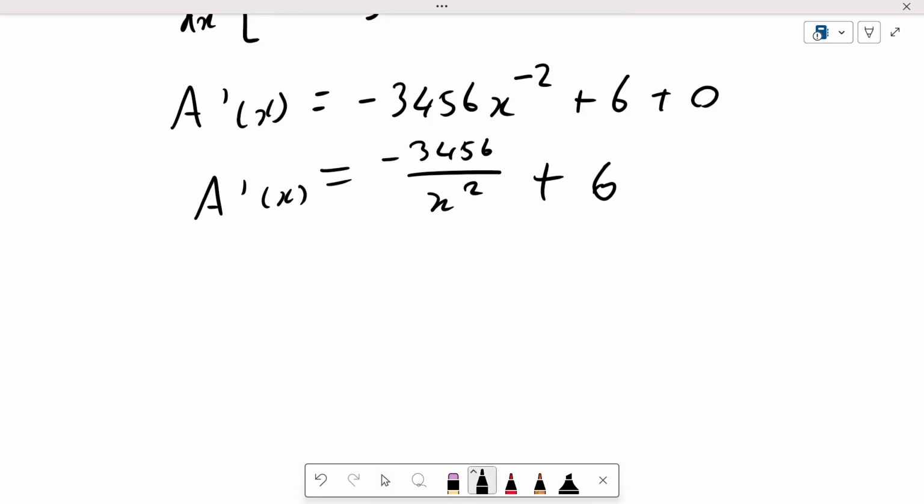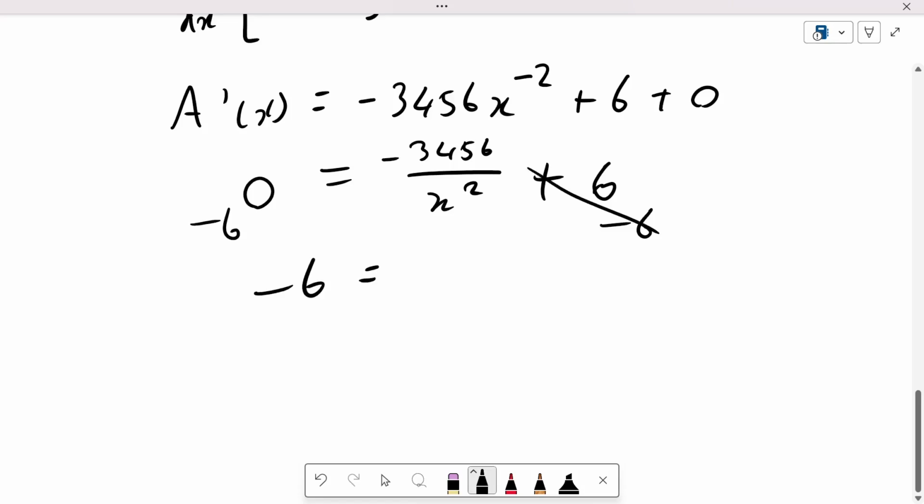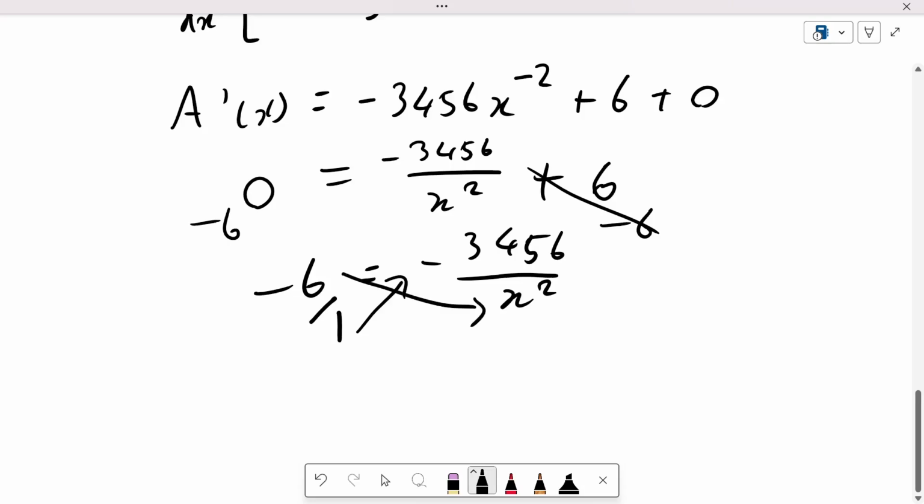Now we can just solve for x by letting it equal to 0. It's equal to 0. Okay, now we're going to subtract 6 from both sides, where these will cancel out. So negative 6 is on this side, and then we're going to have negative 3,456 over x squared. And remember, this is negative 6 over 1. With this, we can now cross multiply, and then we'll get the following. 1 multiplied by negative 3,456 is just negative 3,456, and that's equal to negative 6 multiplied by x squared, which is going to be negative 6x squared.